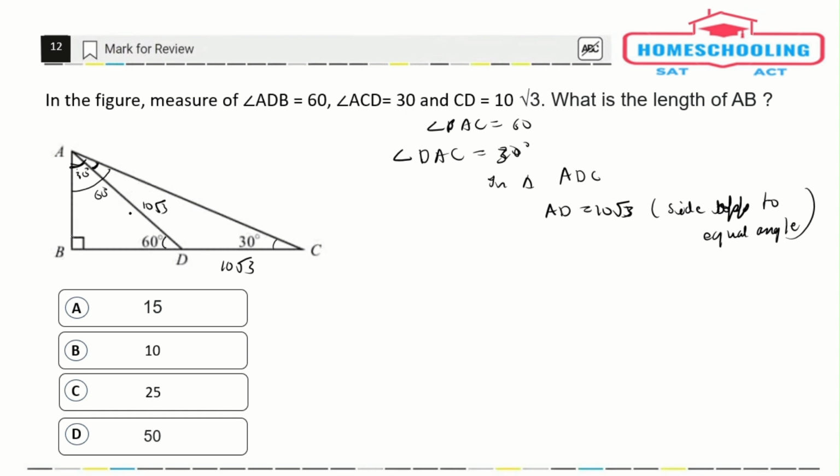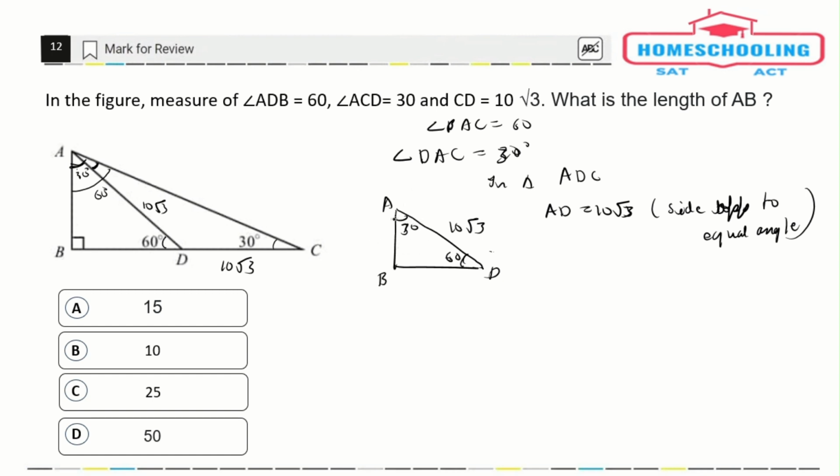Now let's take this triangle ABD. This is a tough question that was asked a few years back, a level 3, level 4 question. And this is 30 degree. If you take the smaller triangle ABD, and this is 30, and we have already found AD, how much? 10 root 3.